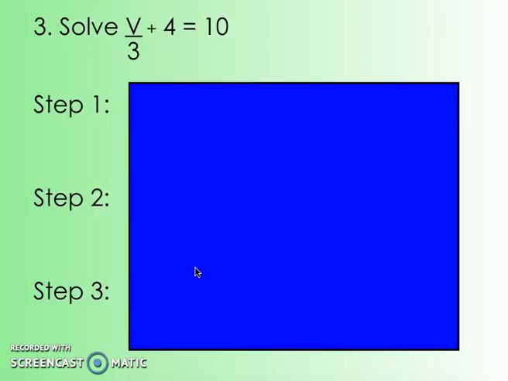Okay, let's look at this next problem. We have v divided by 3 plus 4 is equal to 10. And I would love for you to just try this one, and then I'll show you how I solved the problem. You may pause this video at this time if you need some more time to work on it.